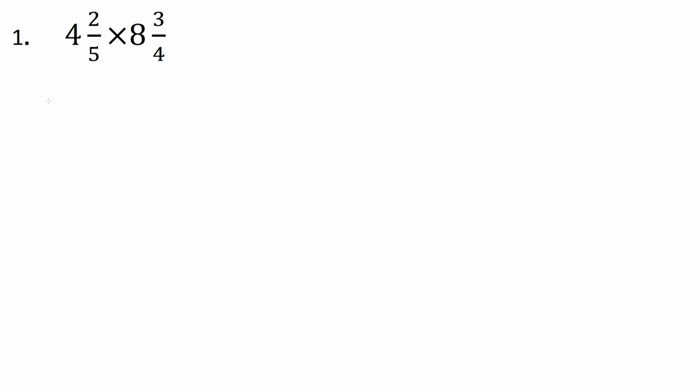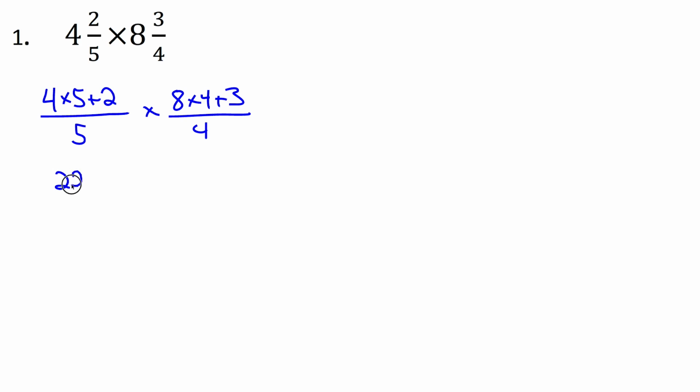So let's start by taking the 4 times the 5 in the bottom plus the 2 that was already there, over the same 5. That's times 8 times the 4 in the bottom plus the 3 that was already there, over 4. So 4 times 5 is 20, plus 2 more is 22 over 5. And that's multiplied by 8 times 4, which is 32, plus 3 more is 35 over 4. So now let's multiply this out.